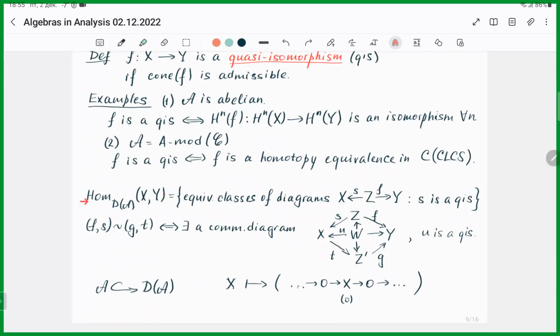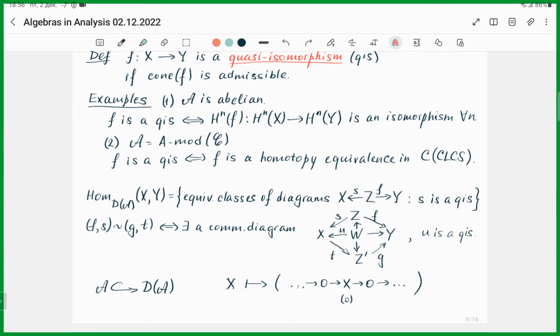The rigorous definition of morphisms in the derived category looks as follows. So we consider all diagrams of this form, where S is a quasi-isomorphism and F is an arbitrary morphism from Z to Y, and we define an equivalence relation on such diagrams. So two such diagrams are equivalent if they fit into such a picture. I omit the details, but this is very similar to the construction of rings of localization in ring theory. So this is the derived category.